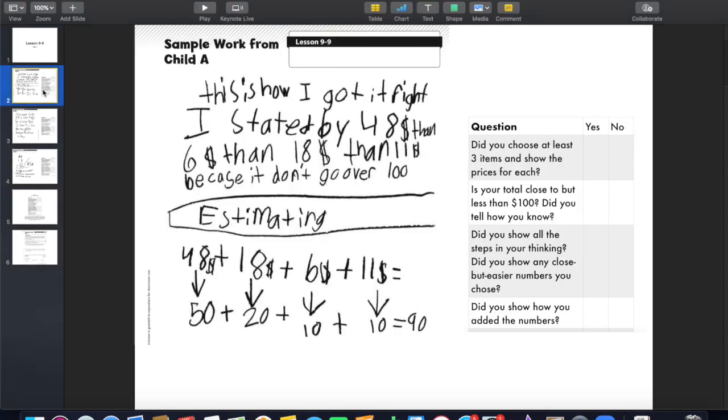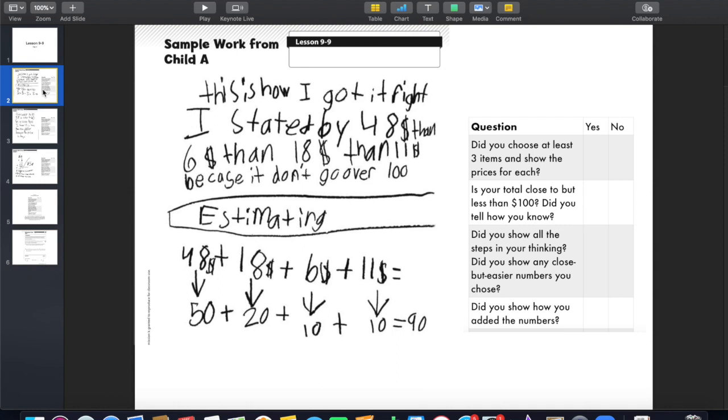Let's get started. So remember, you were supposed to choose at least 3 items by estimating, and your total cost should be less than $100. So it did not ask you to actually add with paper and pencil. You were selecting your items and then you were writing in your explanation how you thought about this.